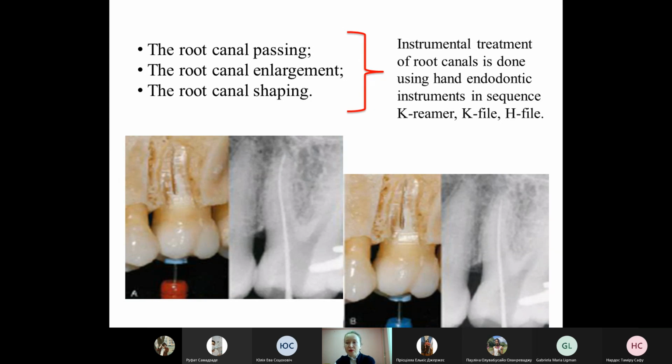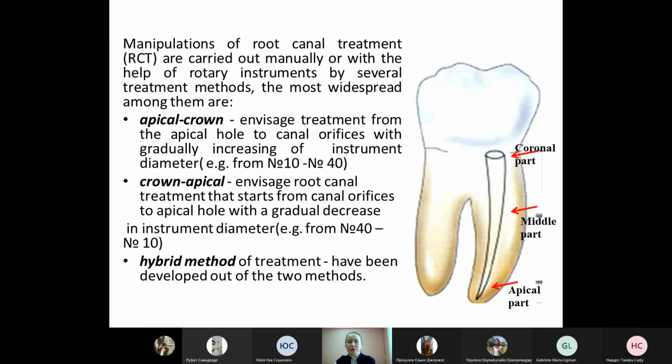The instrumental treatment of the root canal is done using hand endodontic instruments in sequence: K-reamer, K-file, and H-file. For these purposes: root canal passing, root canal enlargement, and root canal shaping. Manipulations of root canal treatment are carried out manually or with the help of rotary instruments by several treatment methods, and the most widespread among them are apical crown, crown apical, and hybrid method.